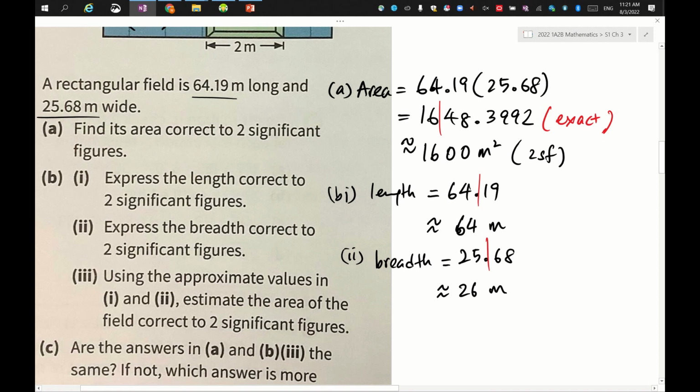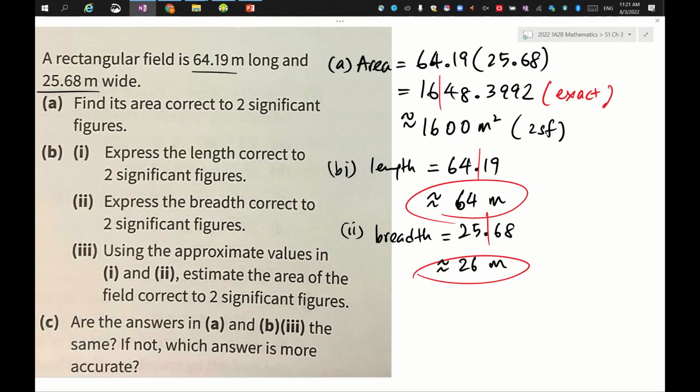Then using the approximate values, see B part 1 and part 2, we have approximate values. Approximately 64, approximately 26. Then they want us to use these two values to estimate the area of the field. Area, part 3, is approximately 64 times 26, which is 1664 square meters.